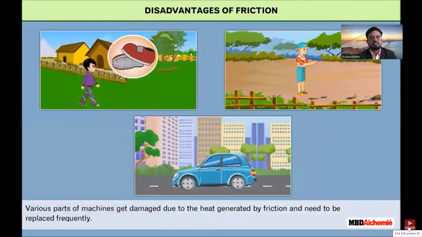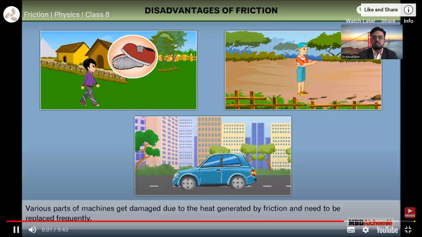Various parts of machines get damaged due to the heat generated by friction and need to be replaced frequently. A lot of energy is wasted when a machine gets heated due to friction. Also, energy is wasted to overcome the force of friction while moving an object.